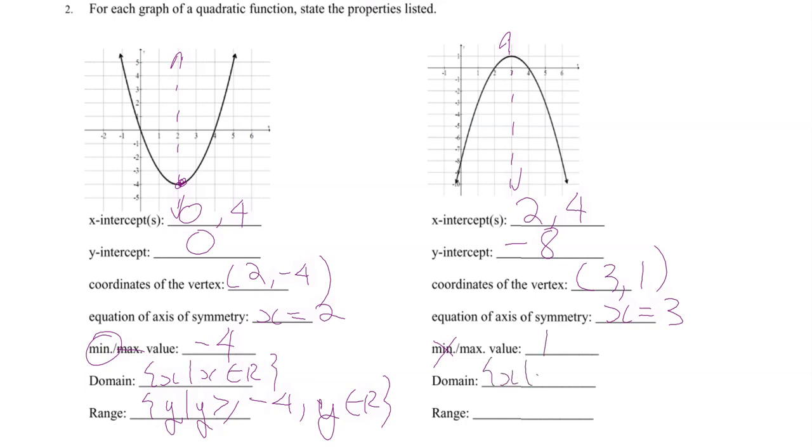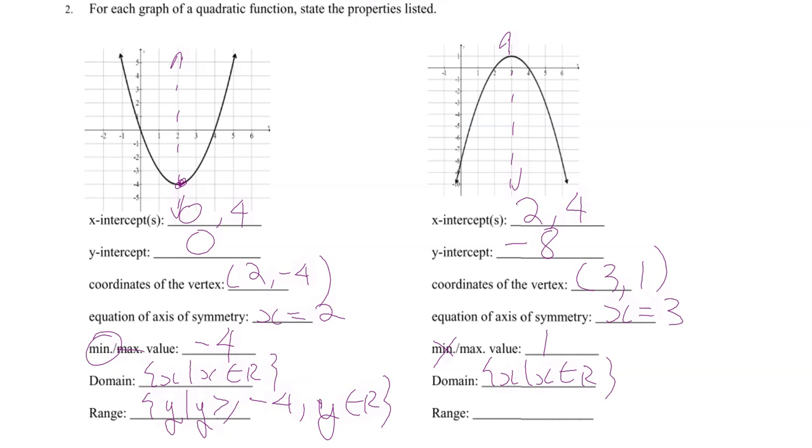Domain? Yeah, all real numbers, right? So when do domains change for quadratics? When there's a context, right? Think of the kicked soccer ball. It's in the air for 6 seconds. Our domain becomes from 0 to 6, right? Because there's a context and there's no point having negative numbers.